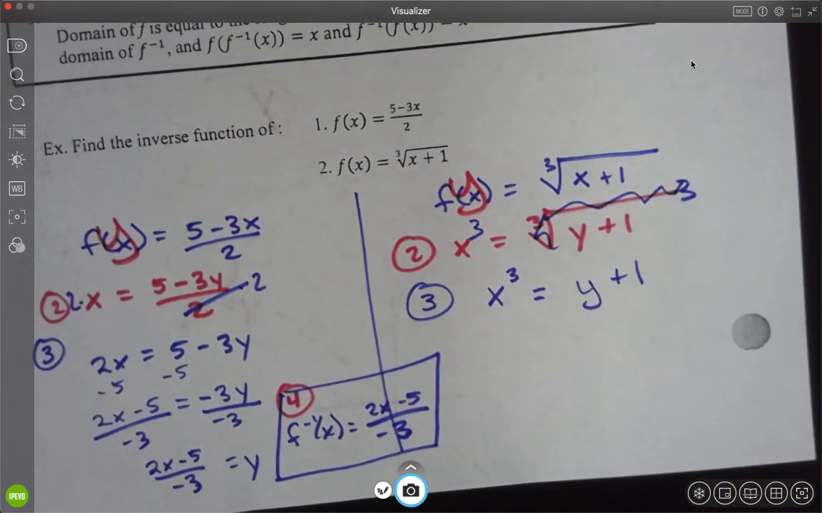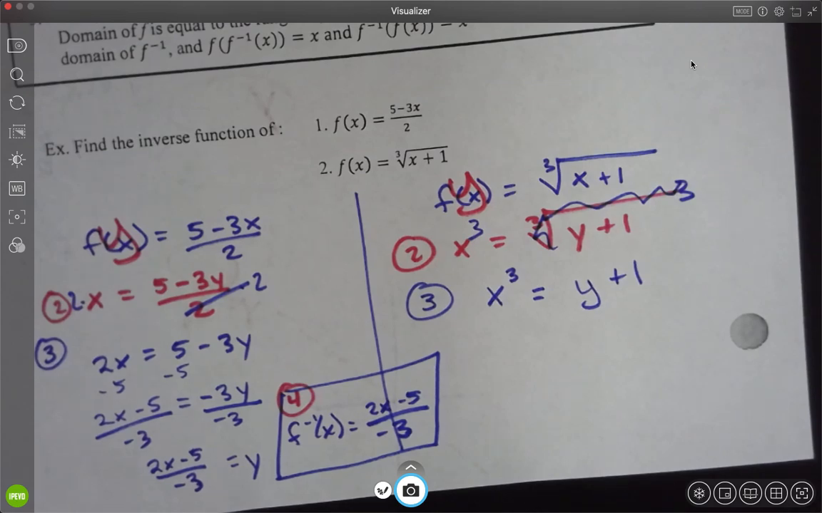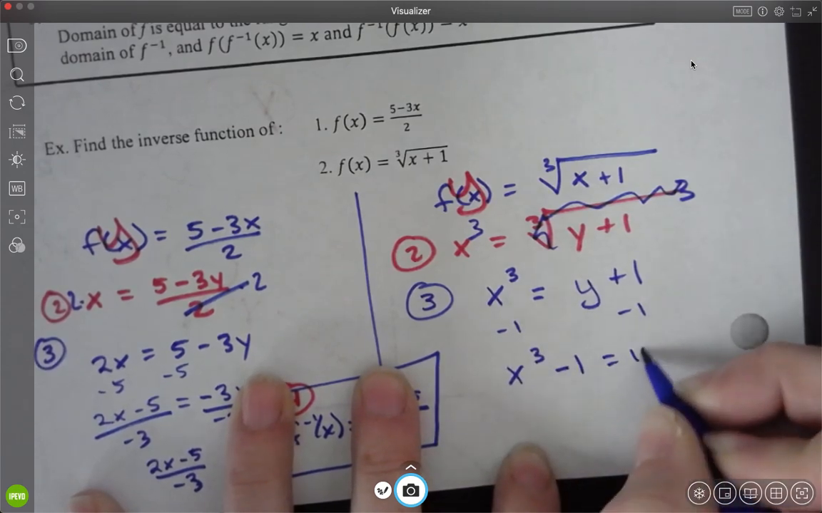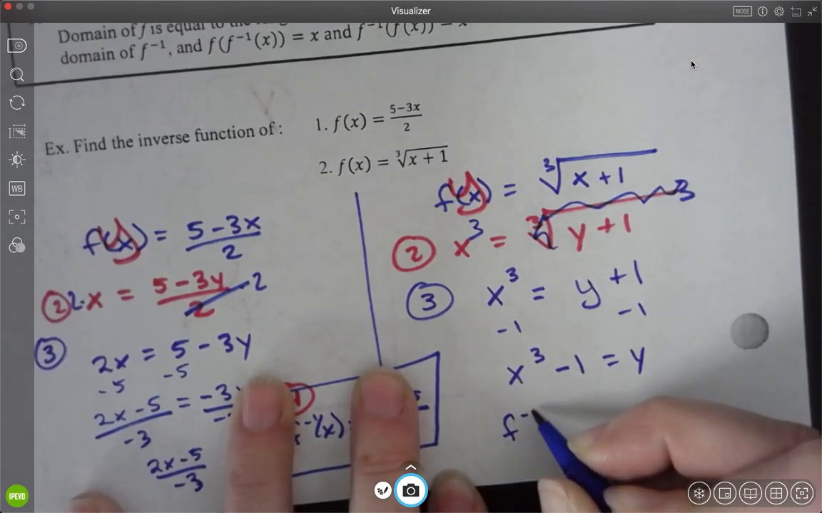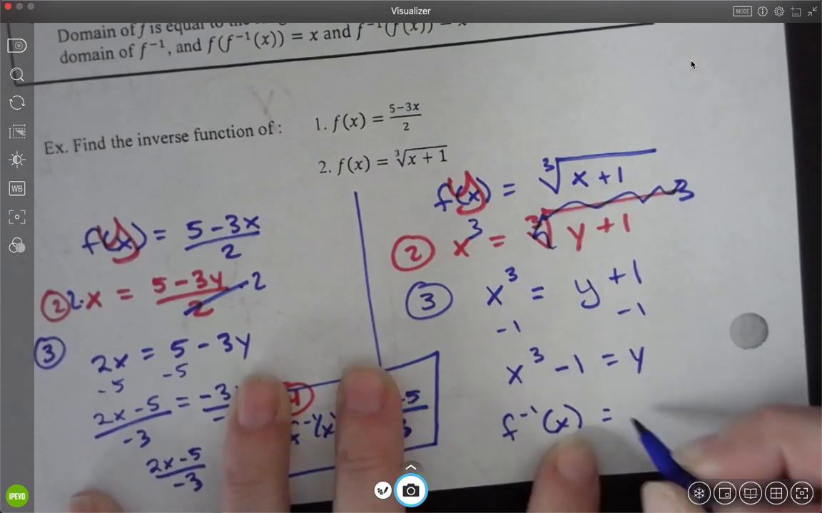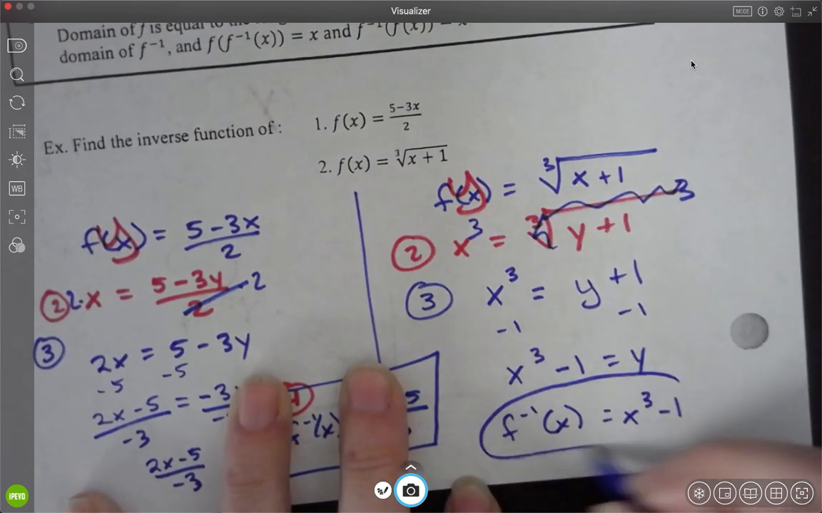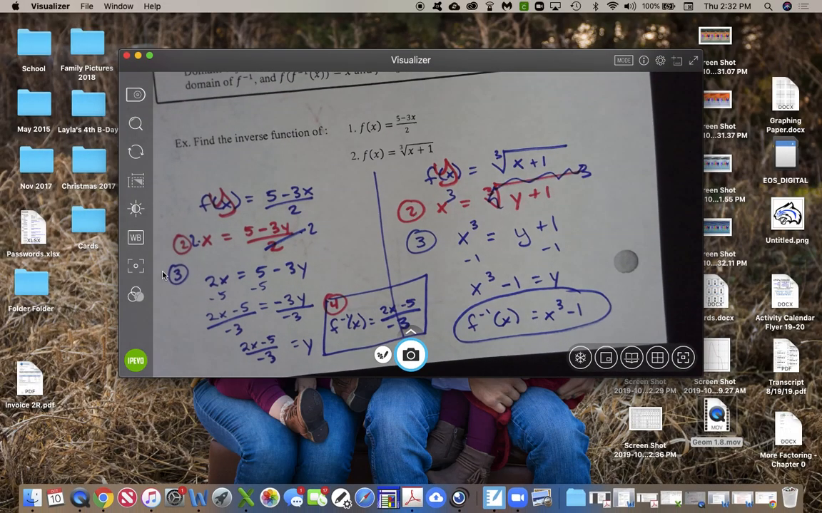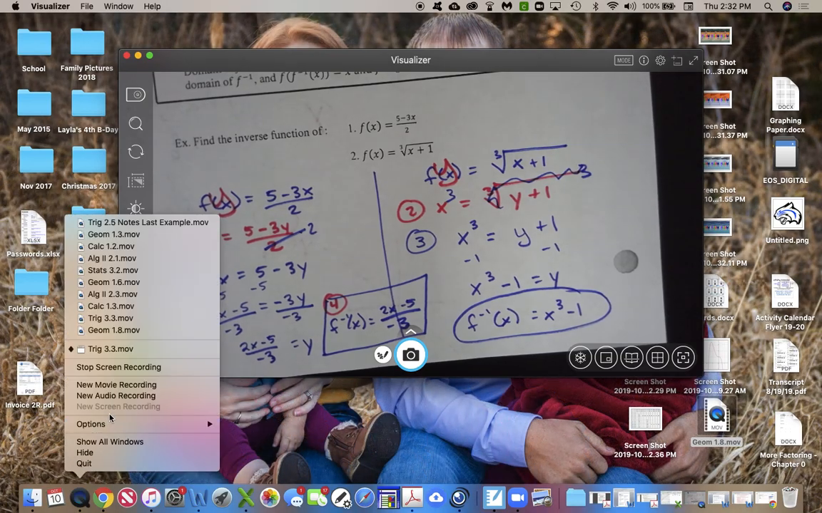And then subtract 1. X cubed minus 1 equals y. So f inverse of x equals x cubed minus 1. There it is, in all her glory. There you go. That's it.